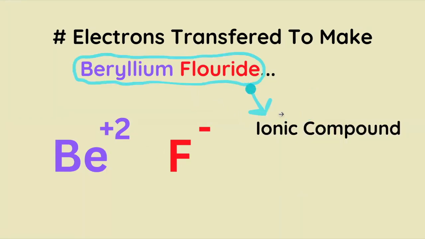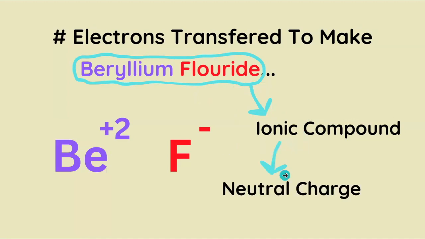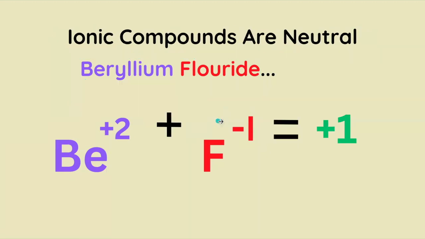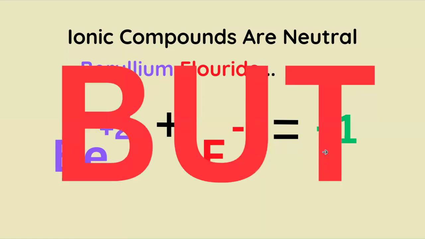One, the fact that beryllium fluoride is an ionic compound, as it's composed of both positive and negative ions. And if it's an ionic compound, we know that by definition, it's got to have a zero charge overall, a neutral charge. We add up the charges of our ions and we get a net charge of positive 1. But hold on a sec, that's not a neutral charge. So where does that leave us?